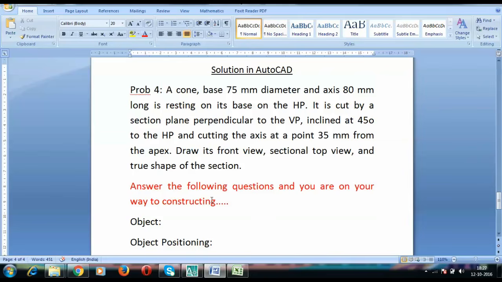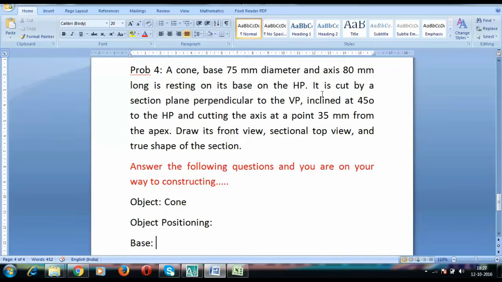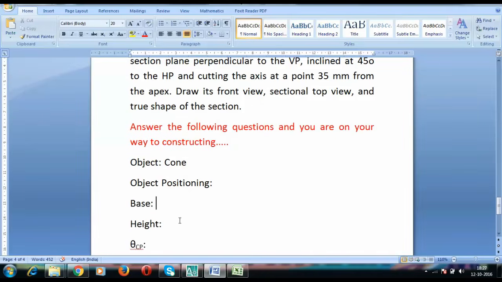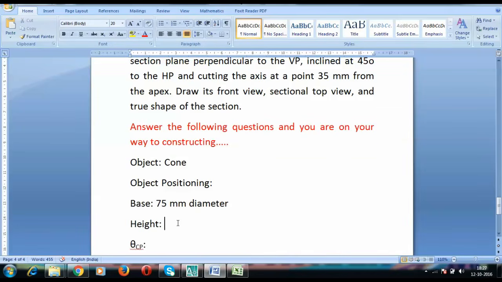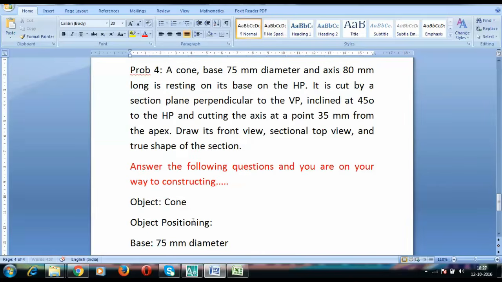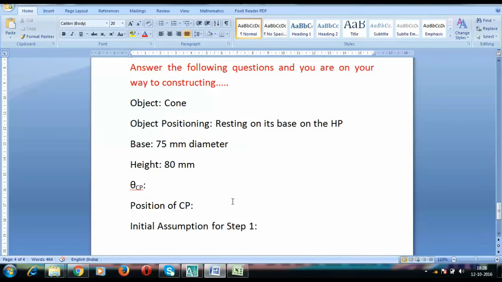Alright, so here is the question, and let's answer the following questions as we go on our way to constructing. The object in this case is a cone. This cone has a base diameter of 75 millimeters, so I'm going to write 75 mm diameter. Then we have the height as 80 millimeters, so I'm going to write 80 mm. Apart from this, it is resting with its base on the HP. So this is the orientation of this cone.